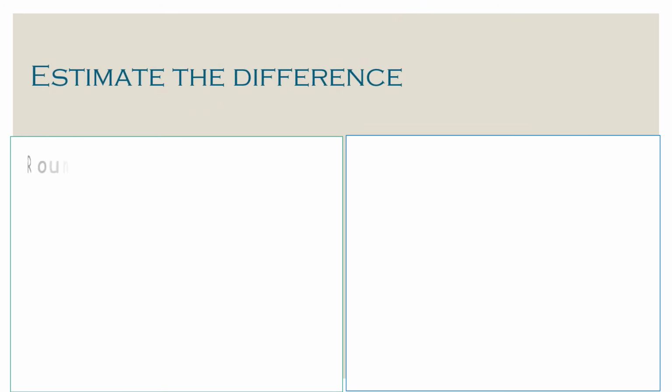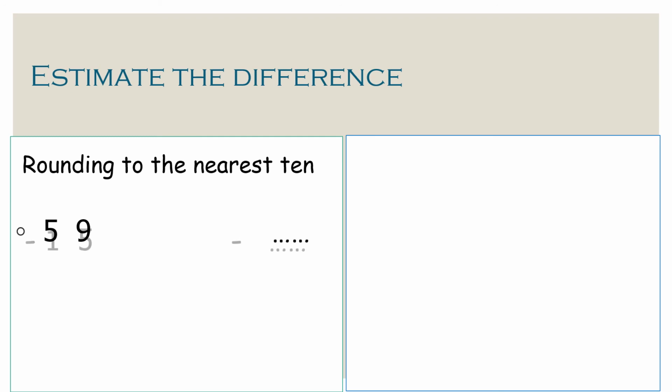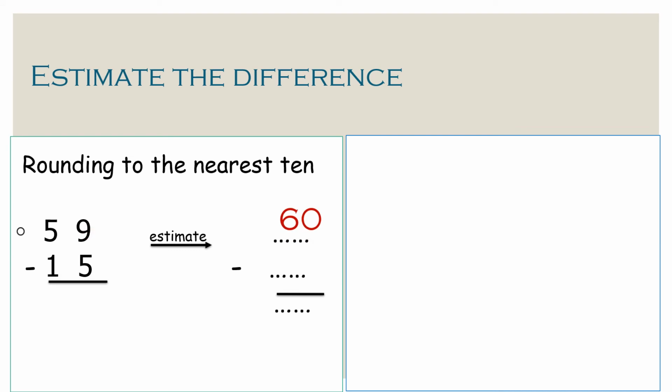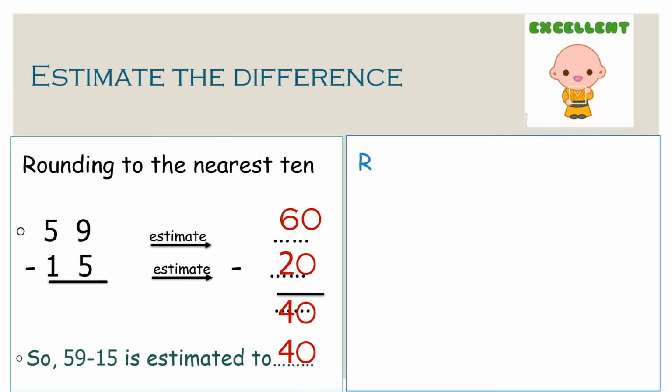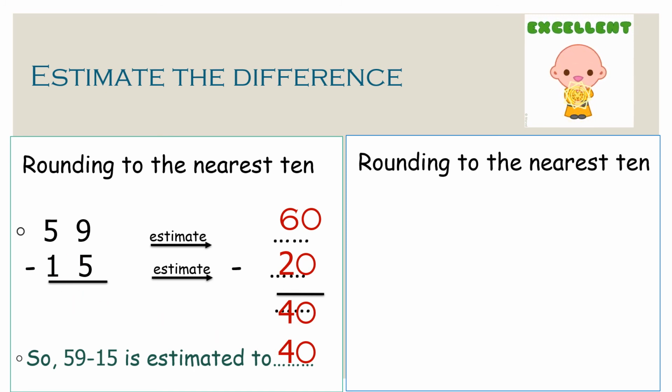Now our last example. This is your problem. Hurry up and finish it before I do. Estimate 59 to 60, and the 9 rounds up. Estimate 15 to 20, the 5 rounds up. So what's the difference here? 60 minus 20, 40. Excellent. Did you write that? I know that you are clever, primary 2. All of you, you are so clever. So the estimated value is 40, and the real value is 44. It's close to 40.